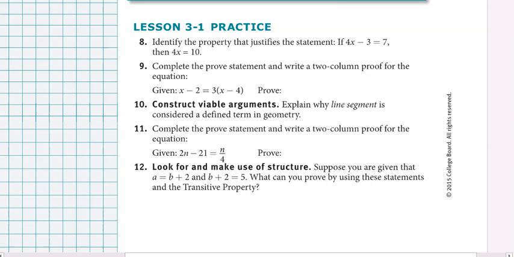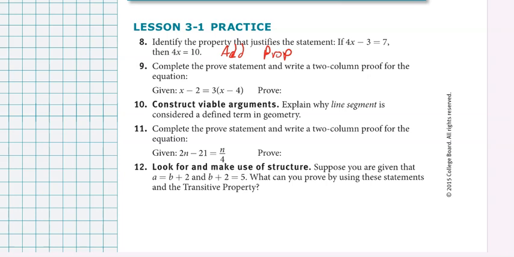Identify the property that justifies the statement 4x minus 3 equals 7, then 4x equals 10. Looks like they added 3 to both sides, so the addition property of equality. Obviously, I'm abbreviating all of these properties of equalities just because they take forever to write and my handwriting is ugly. Complete the proof statement and write a 2-column proof for this equation.